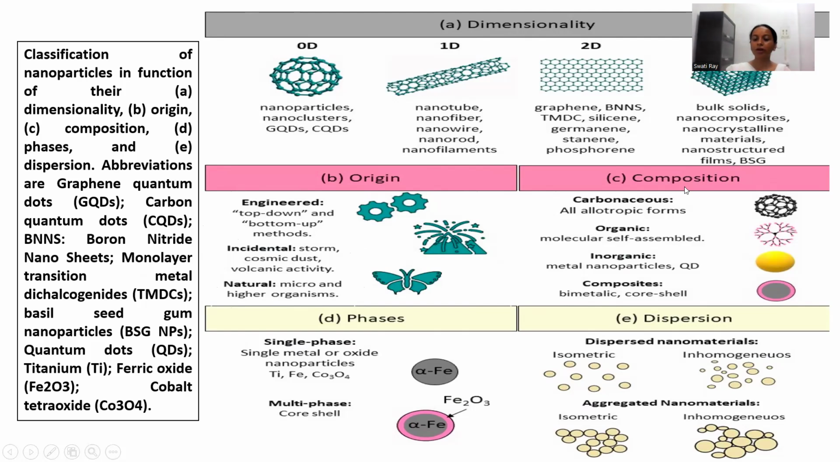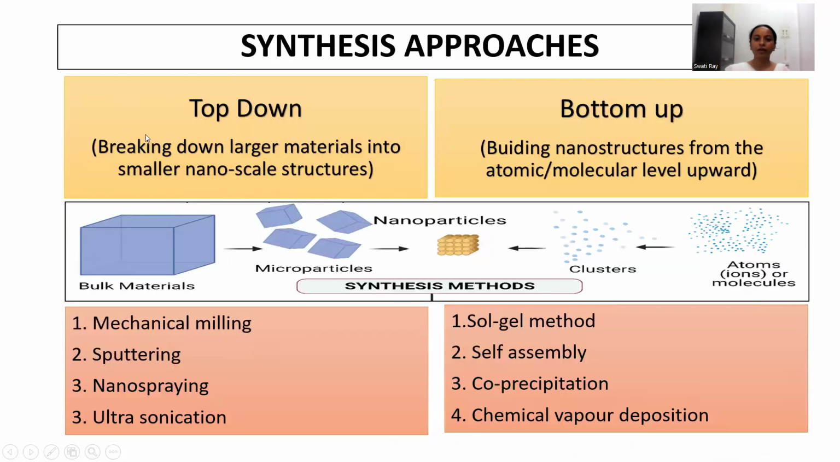On the basis of composition, the nanoparticles are divided into carbonaceous, organic, inorganic, and composites. On the basis of phases, they are divided into single phase and multiple phase. And on the basis of dispersion, they are divided into dispersed phase and aggregated phase. So these are the basic classifications of nanoparticles on different aspects.